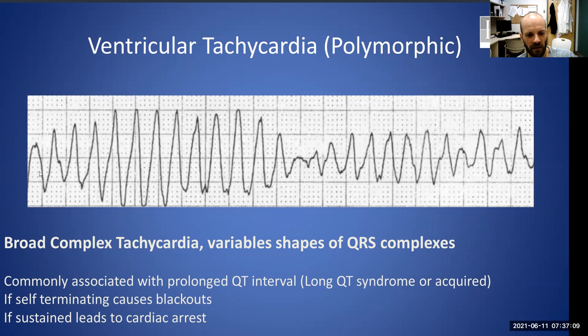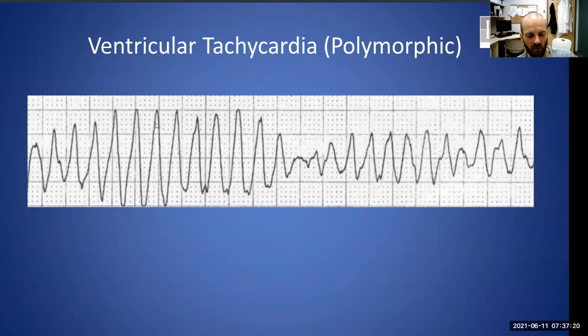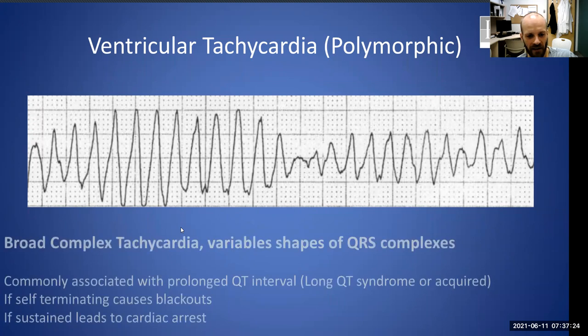This is a form that's called torsade de pointes. It's another form of ventricular tachycardia. So it's broad, and it's regular, and we're not seeing any P waves. There is organized electrical activity, and this sort of arrhythmia is particularly associated with things that prolong the QT interval. So long QT syndrome, or acquired causes of a prolonged QT.